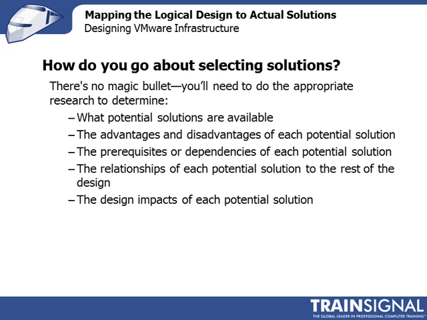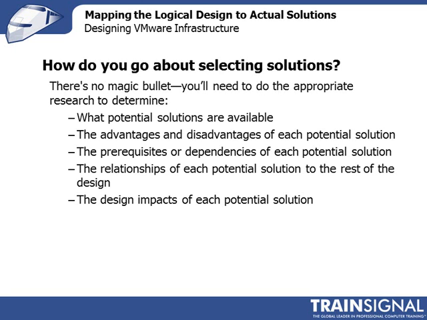So you'll have to determine what potential solutions are available. When you're selecting compute platforms, what are the various compute platform options from which I can choose? You'll need to do the appropriate research and analysis to determine what are the advantages and disadvantages of each potential solution. What are the prerequisites or dependencies for each potential solution? What are the relationships of each potential solution to the rest of the design? Because that will in turn lead you to the design impacts of each potential solution.